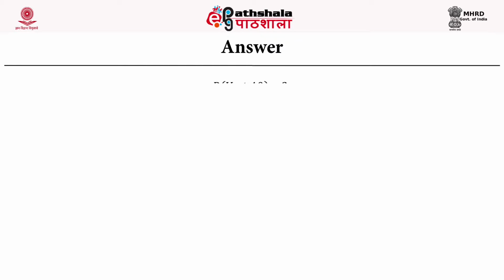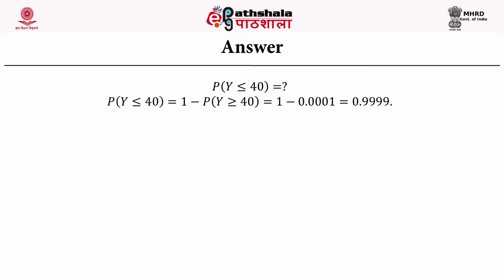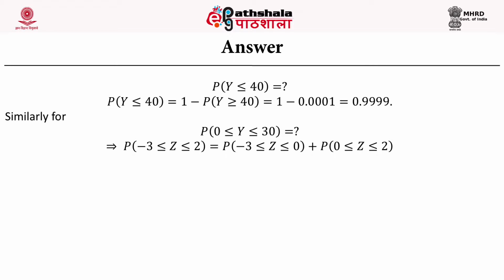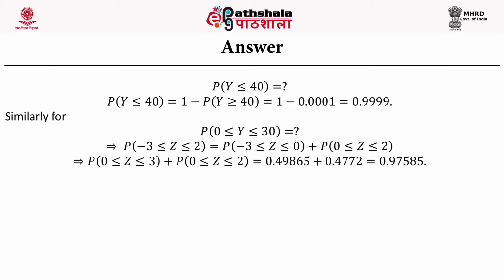Similarly, the probability of y less than or equal to 40 is 1 minus the probability of y greater than or equal to 40, because in the continuous case the equality doesn't matter, but in the discrete case the equality matters. Here we are taking a continuous case, so it doesn't matter whether you take greater than or equal to or less than or equal to. So 1 minus 0.0001 is equal to 0.9999.